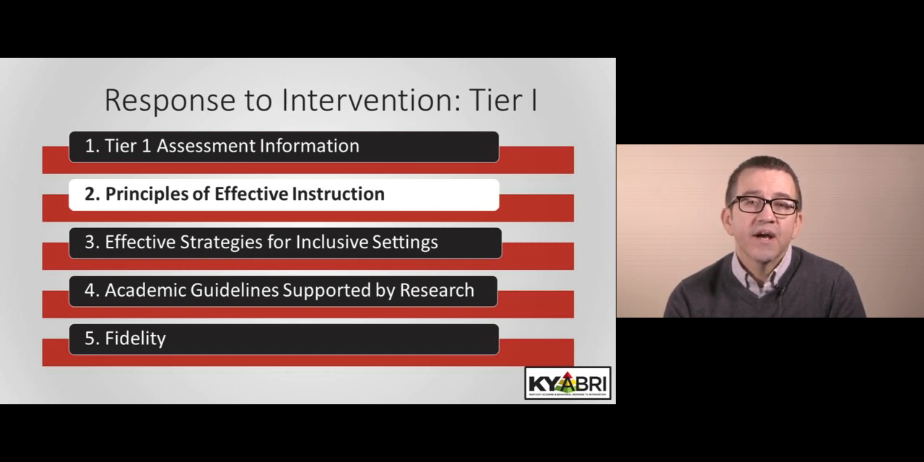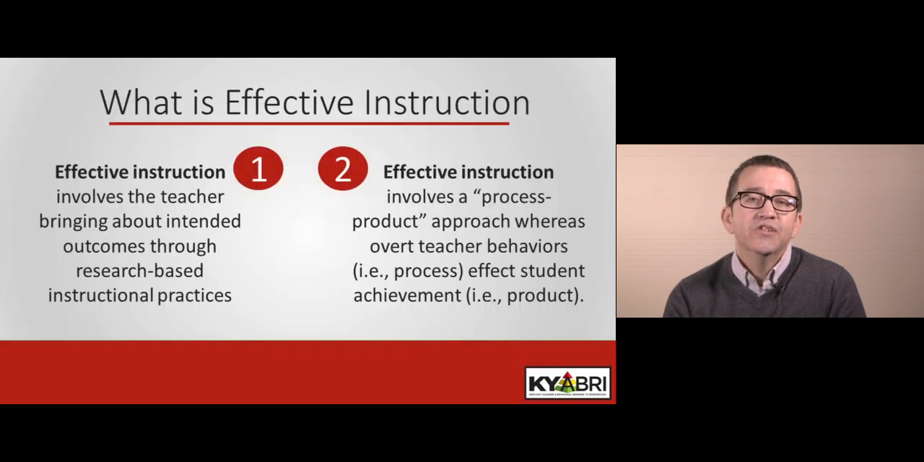First, let's talk about effective instruction. In general, effective instruction involves the teacher bringing about intended outcomes through research-based instructional practices. In this sense, it involves a process-product approach, whereas overt teacher behaviors, or the process, affects student achievement, or the product. For example, if as a teacher my intended outcome is for my student to learn to read, I will implement those instructional practices that have been identified by research to be the most effective for teaching reading.